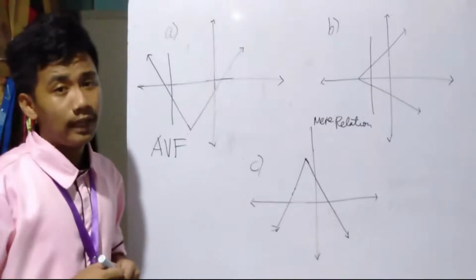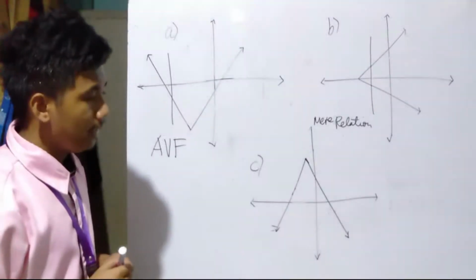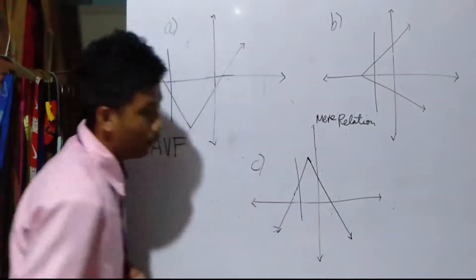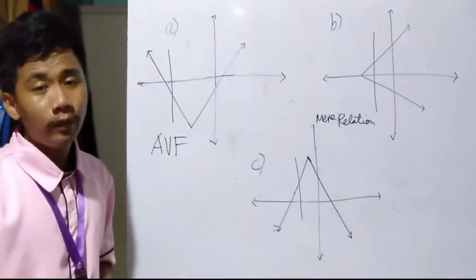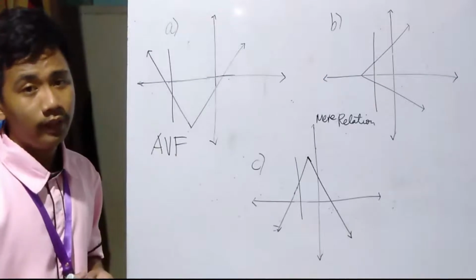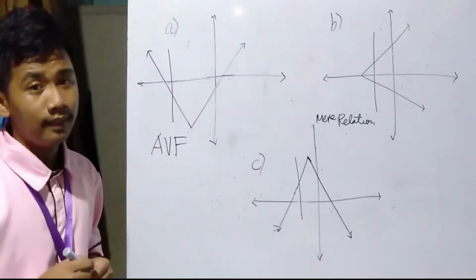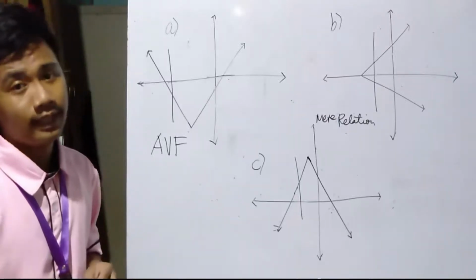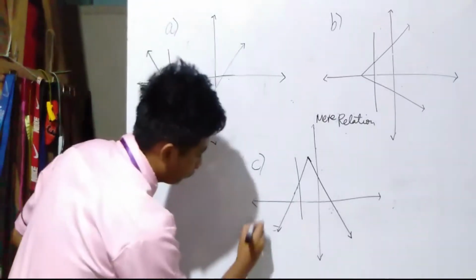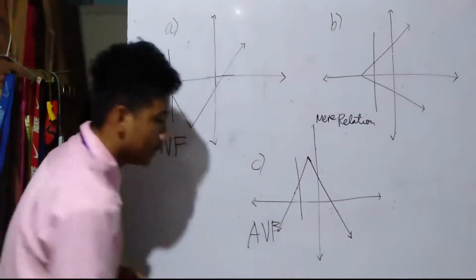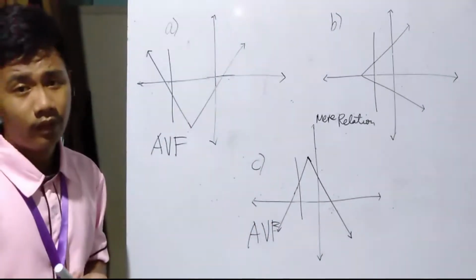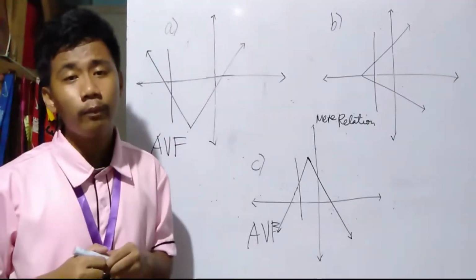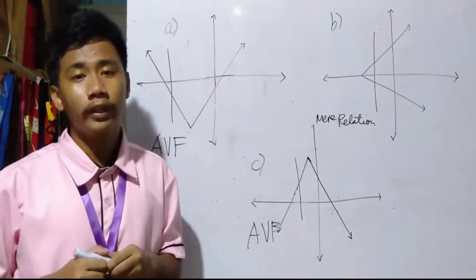Let's try to answer the last example. As we can see, if we try to run a vertical line test, it will intersect the graph at exactly one point at any part of the graph. It passed the vertical line test, and it is a V-shaped graph that opens downward. Therefore, it is an absolute value function. It's simple, right? Overall, the graph of an absolute value function is a V-shaped graph that opens only upward or downward.